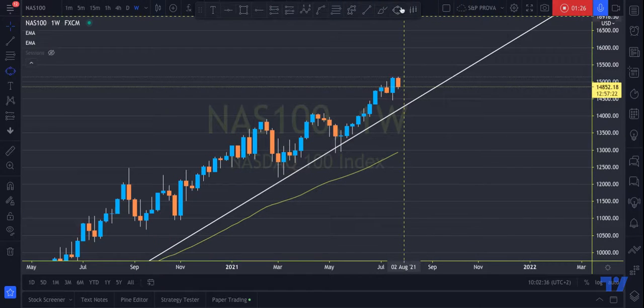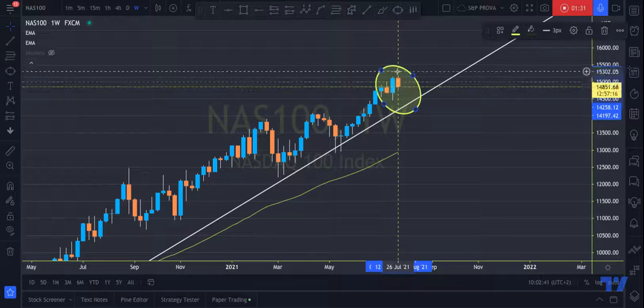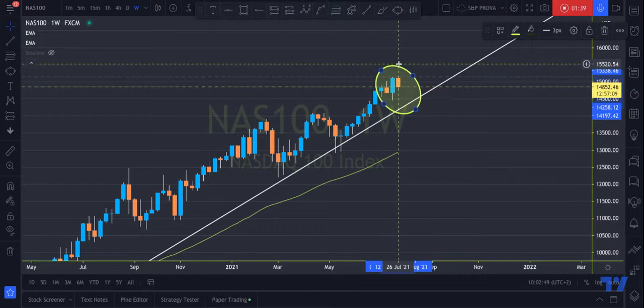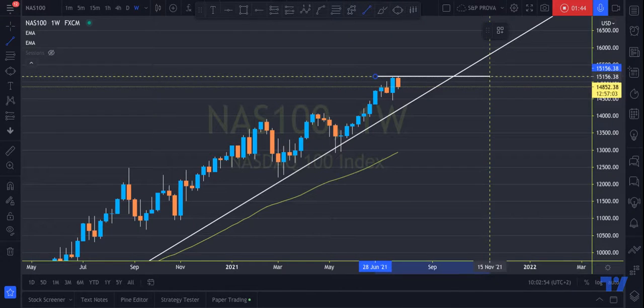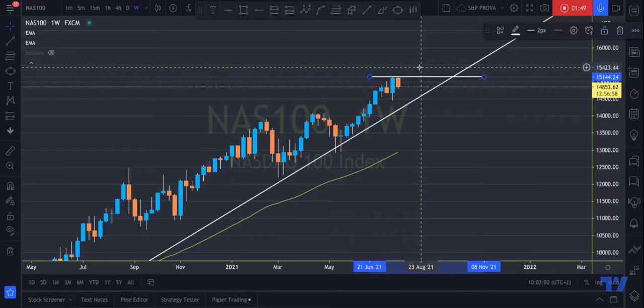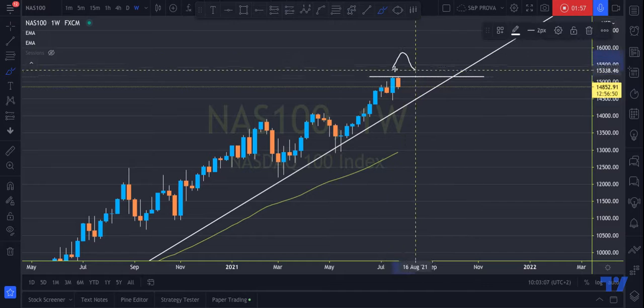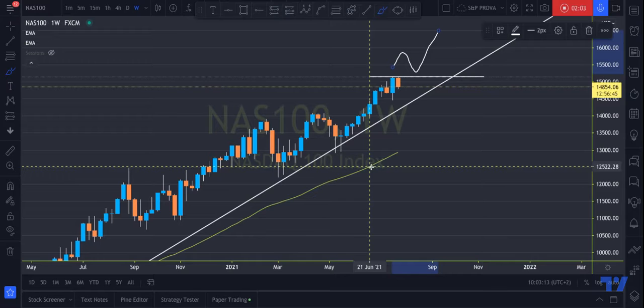What we can see on a weekly, this candle, which is an engulfing of the two previous weekly candles. So what does it mean? It means that when price will break and close weekly above the candles, we will be pretty much sure the price will keep going bullish.